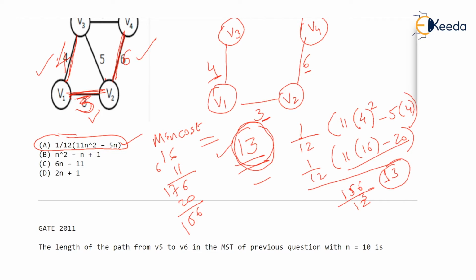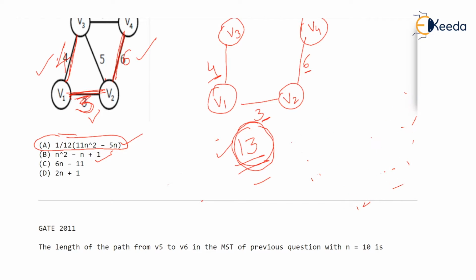Don't be in a hurry to tick the answer. You just check the second formula also. You remember that the minimum cost we got is 13, isn't it? So does this 13 also is given by the second formula? Now the second formula is n square, so that will be 4 square, correct? Minus 4, because minus n plus 1.